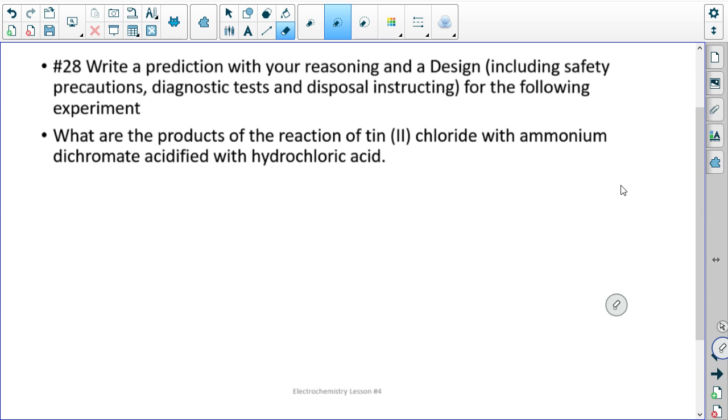So here we have again the products of a reaction of tin chloride with ammonium dichromate acidified with, okay, well, I don't like the way this is worded. I would not put the hydrochloric acid in with the ammonium dichromate. I'll put it within the tin. So we still have it though. I would say acidified tin 2 chloride instead of acidified ammonium dichromate. Just like I said earlier, if I acidify the ammonium dichromate, it's going to react with the water in its solution, and that's the first reaction that will take place.